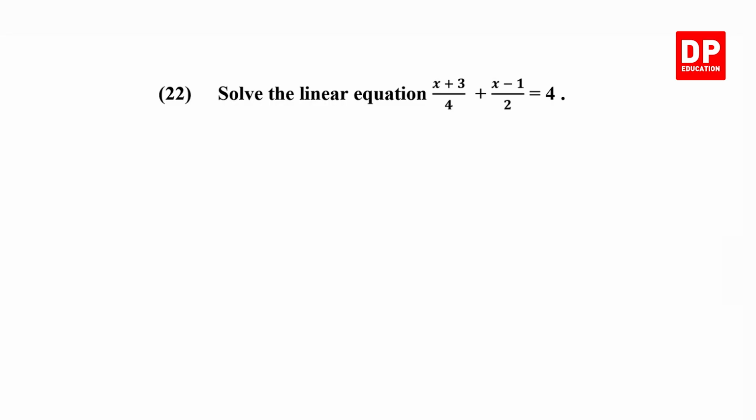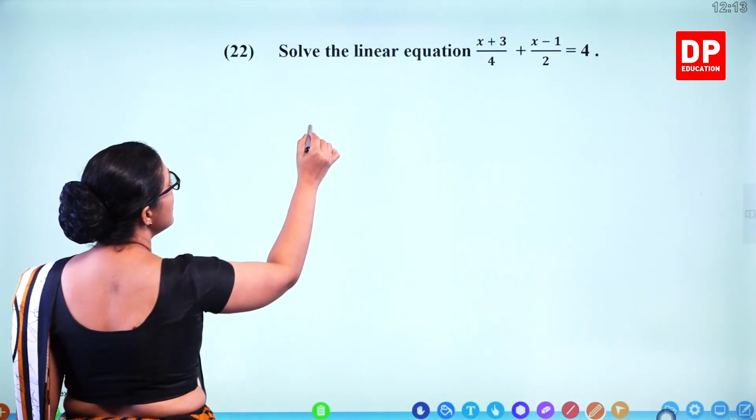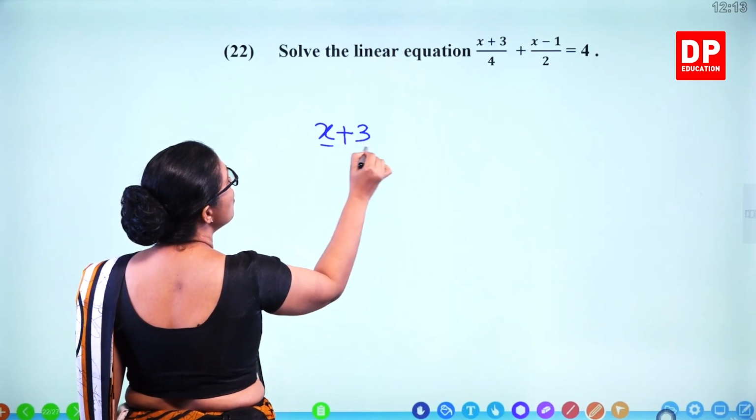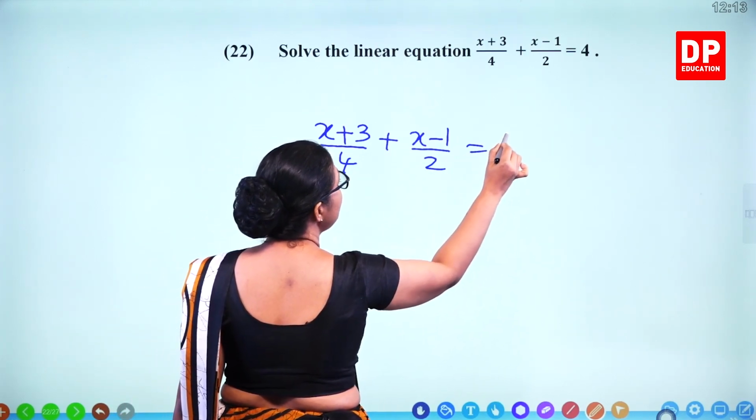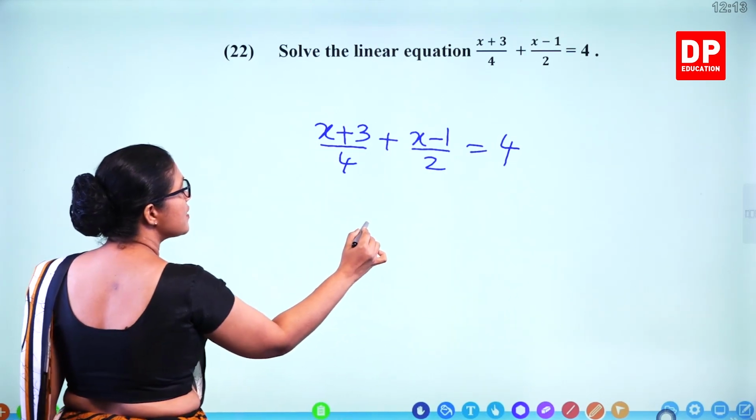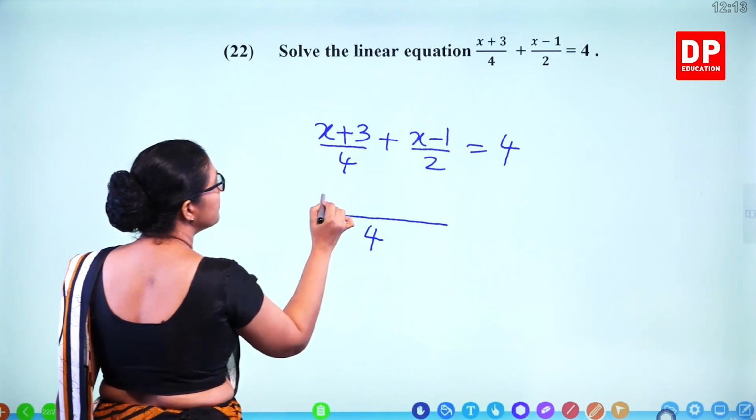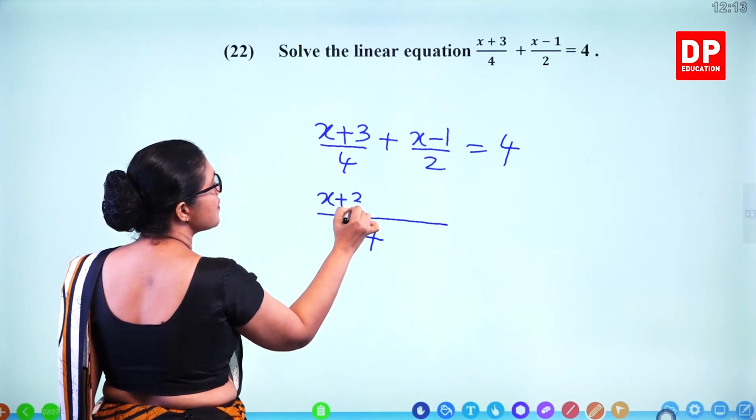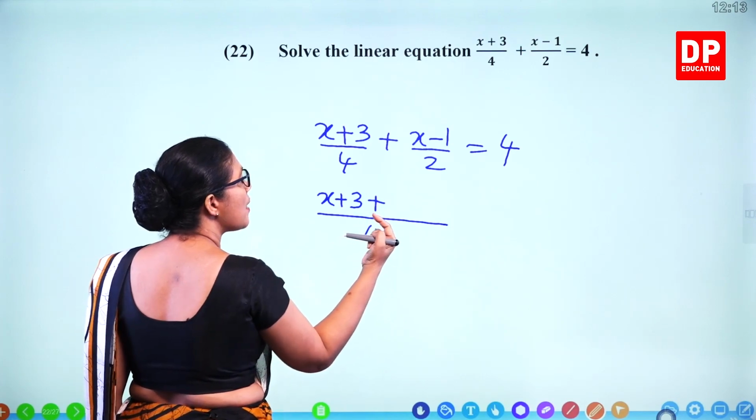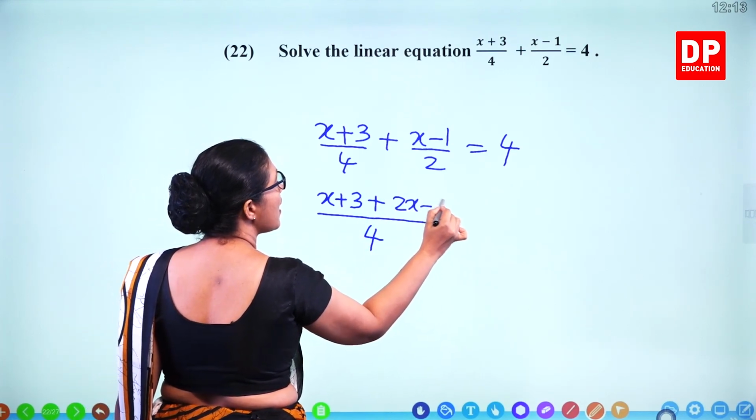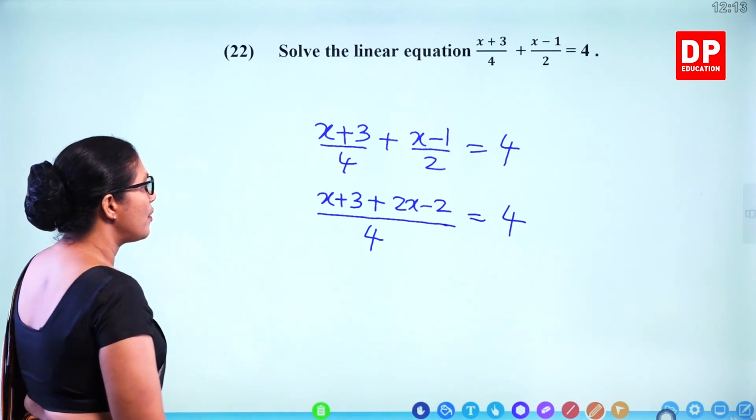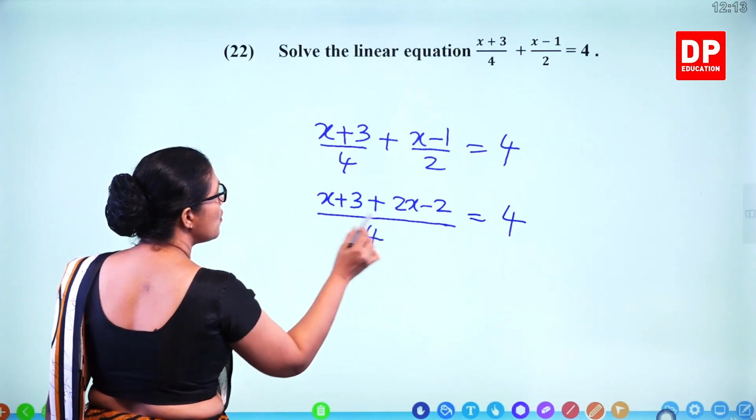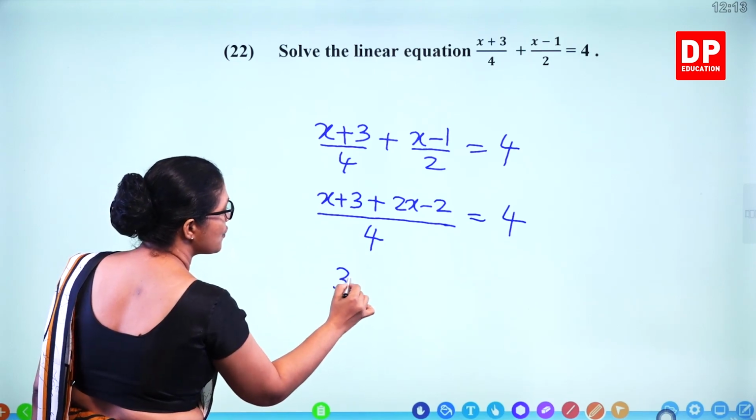Question number 22, solve the linear equation. So you get different denominators. So first thing you have to consider same denominators. 4 and 2, what's the common denominator? 4. So x plus 3. This one you have to multiply by 2. 2x minus 2. That's equal to 4. Now cross multiply and simplify in the numerator. 2x and x becomes 3x.